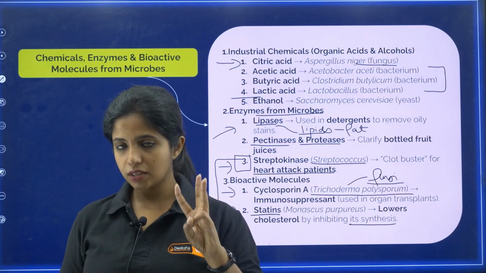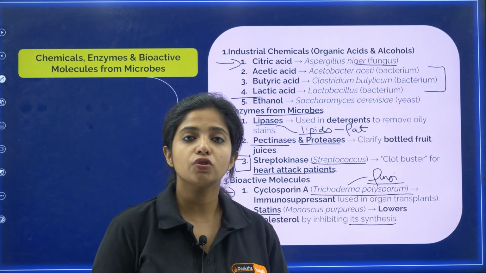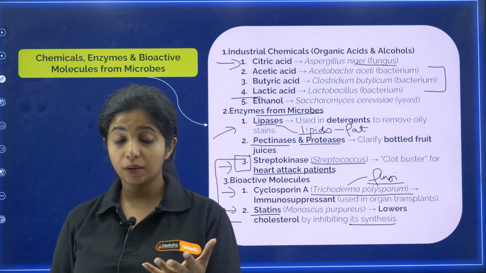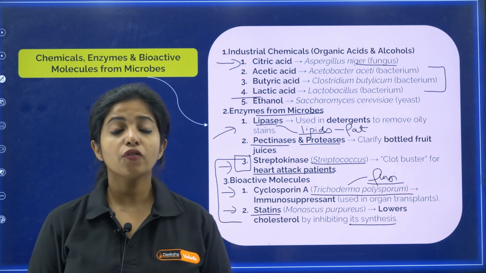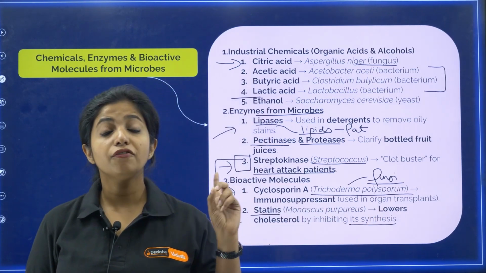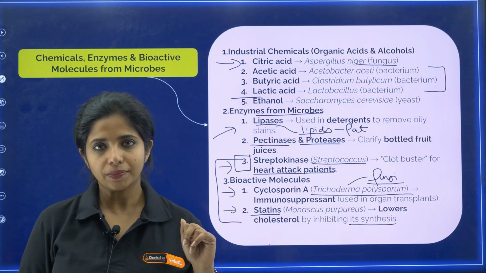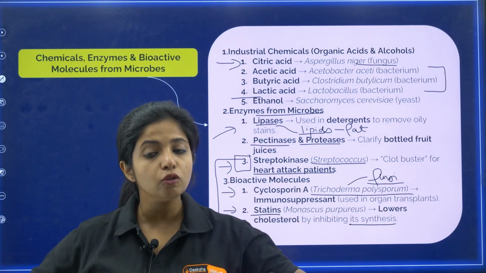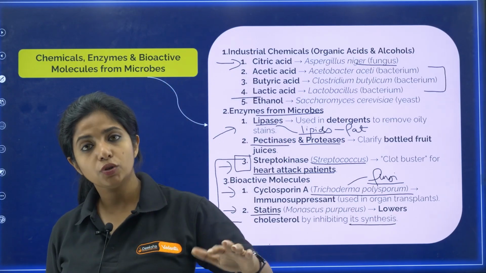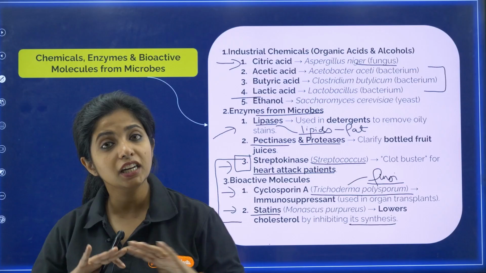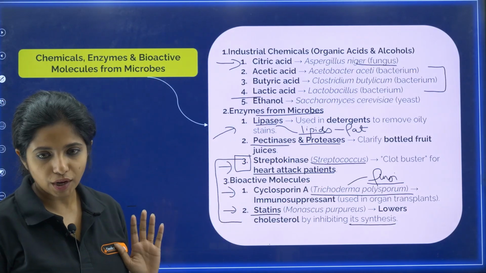Now we have three things that you have to remember. Streptococcus is a bacteria that produces streptokinase, and streptokinase is going to act like a clot buster for heart attack patients, for persons who have undergone myocardial infarction. They can take streptokinase. Now you have cyclosporin A, which is produced by a fungus, Trichoderma polysporum, and it acts as an immunosuppressant. Then there is statin, produced by Monascus purpureus, my dear children, and it lowers the blood cholesterol level by inhibiting its synthesis. It does not allow it to be synthesized. Got it? So these are the things that we studied as of now.